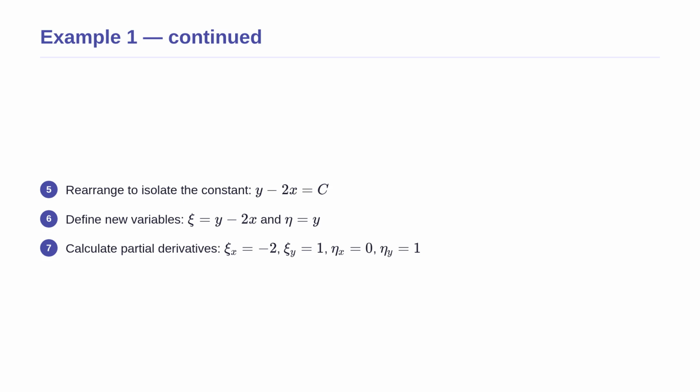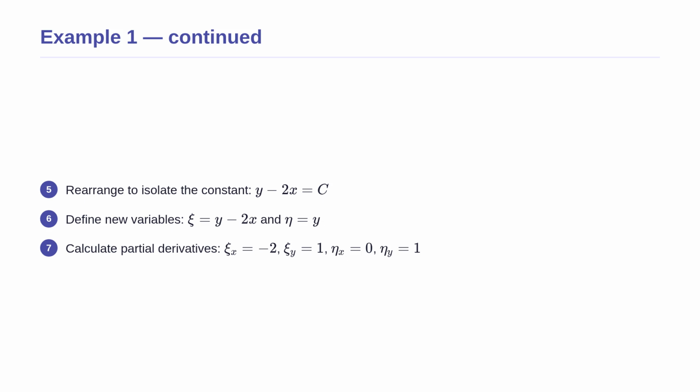Continuing with our solution, we need to define our new coordinate system. We rearrange our integrated equation to isolate the constant c, giving us y minus 2x equals c. We define our first new variable, psi, to be exactly this expression. This guarantees that along these specific lines, psi remains perfectly constant. For our second variable, eta, we can choose absolutely anything simple that is independent of psi. The easiest choice is simply to let eta equal y.